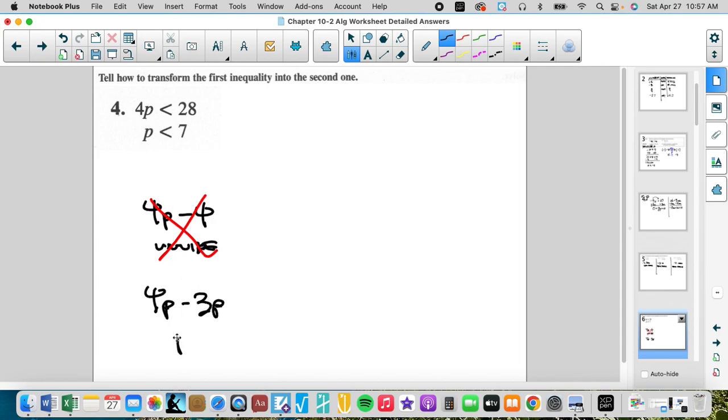That definitely gets us p, but if we subtract 3p from both sides, that p just gets over here, and that statement becomes p is less than 28 minus 3p. So we didn't actually make it. We had one variable. Now we definitely have p, but our right side is not 7. It's 28 minus 3p. So that didn't work. So adding and subtracting isn't going to get us to p.